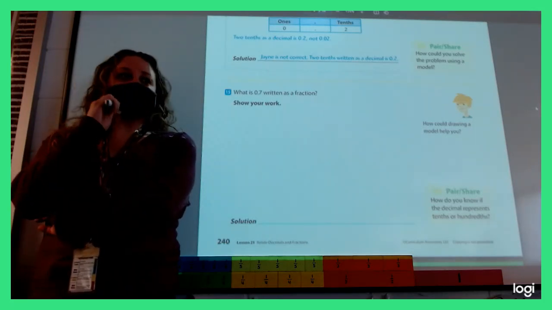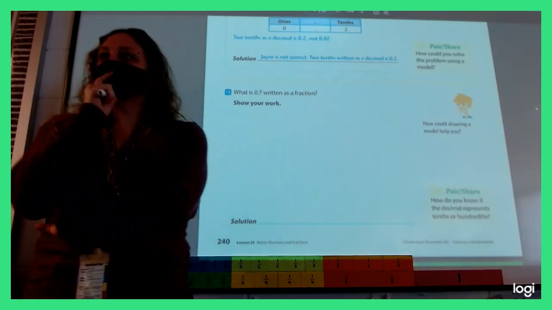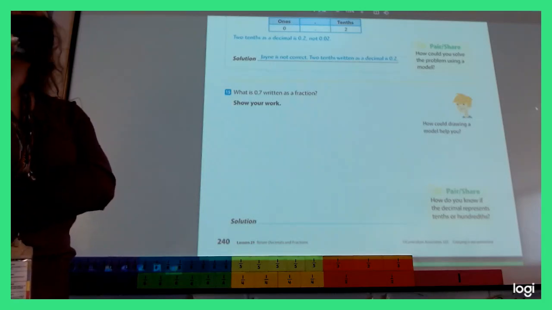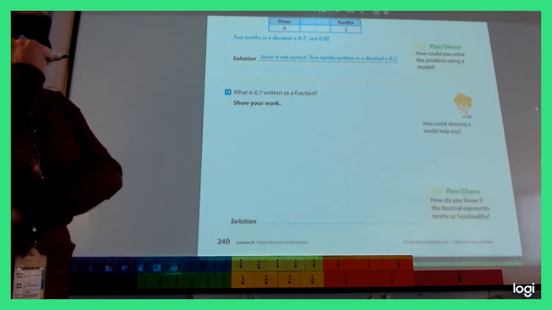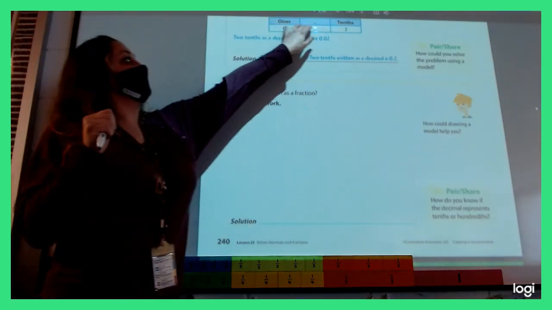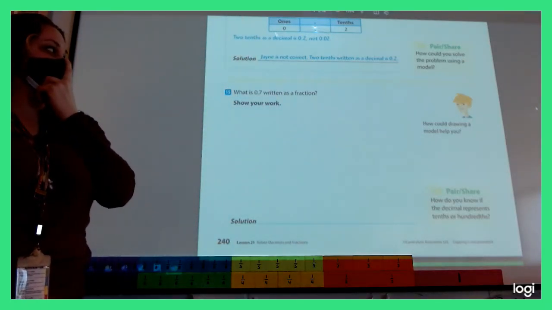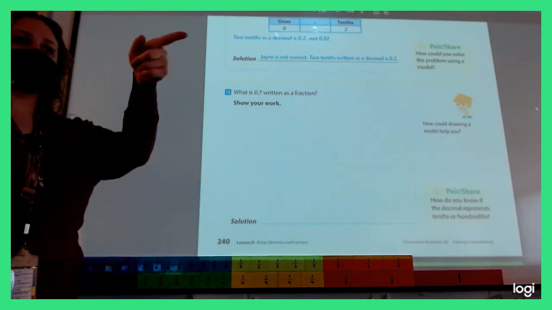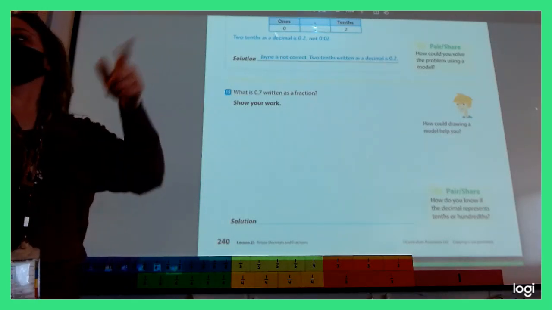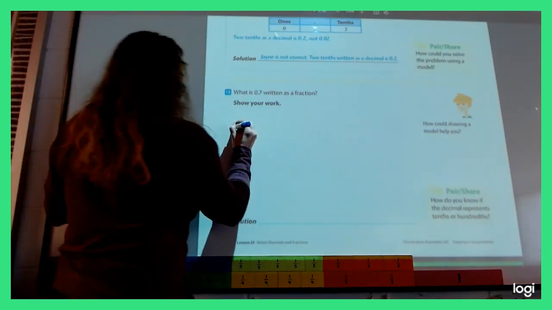Now, we need to show our work. How could we show our work? Josiah? With the thing that says ones and then dot and then tenths. Okay, so we could show something out like that. I would still have trouble showing that it's connected to a fraction. What else do we know? Emma? Number line. Okay, our favorite. Make your number line.